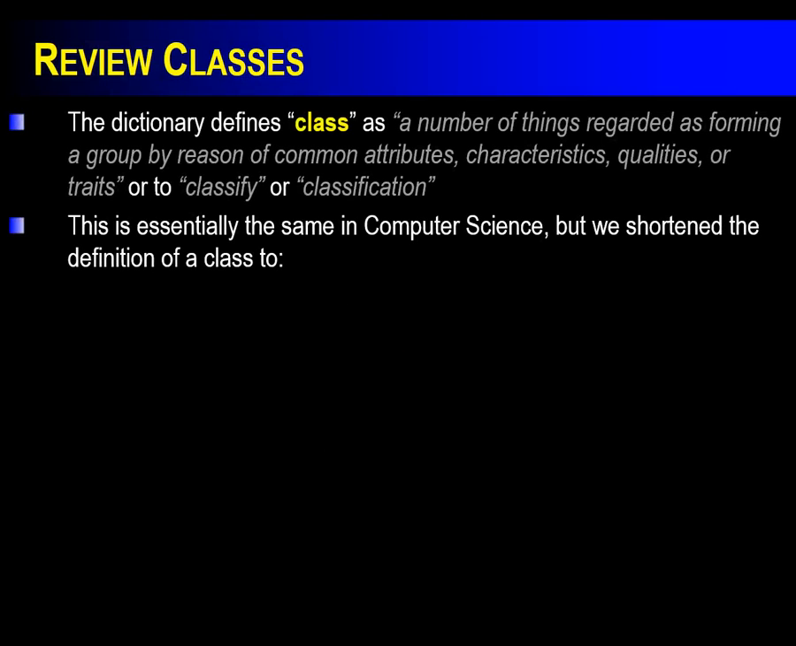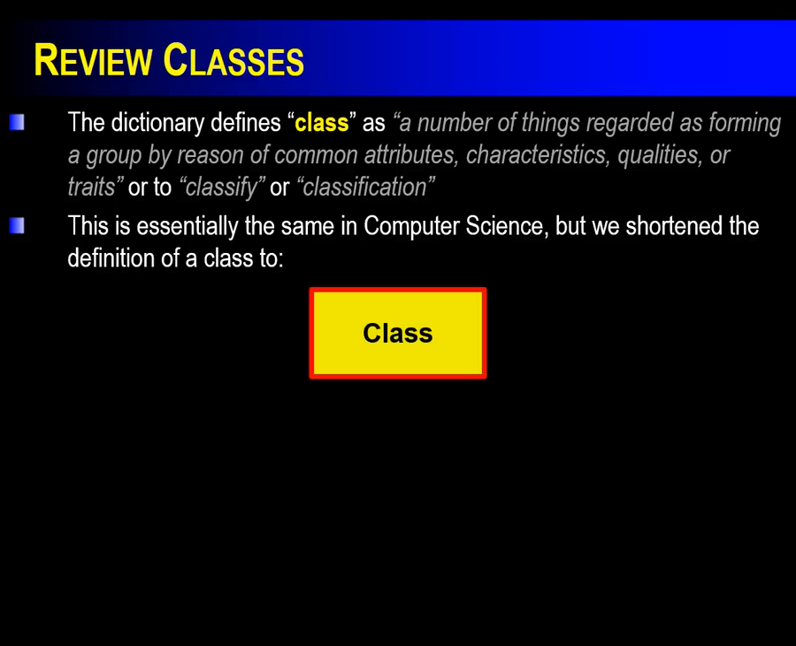So the dictionary defines the word class as a number of things regarded as forming a group by reason of common attributes, characteristics, qualities, or traits. It also is related to the word classify and the word classification. So right in the dictionary definition, you can see the relationship there. So we classify things by their attributes, which is properties. We can also classify things by their behaviors or traits, which is methods. So we classify things in that way.